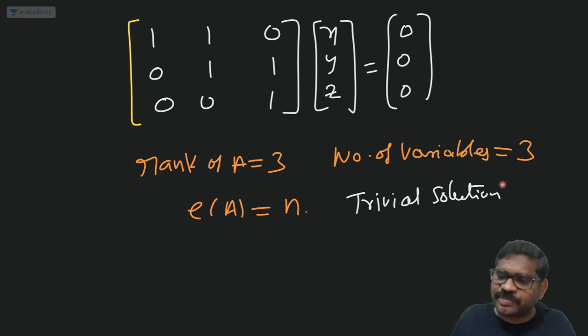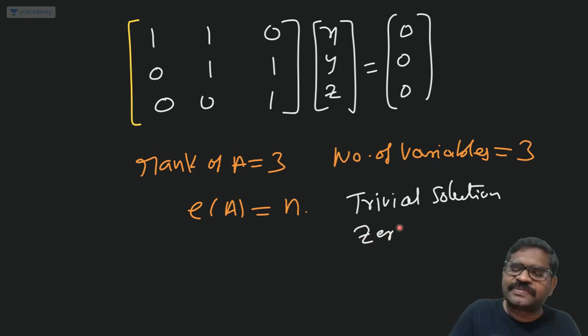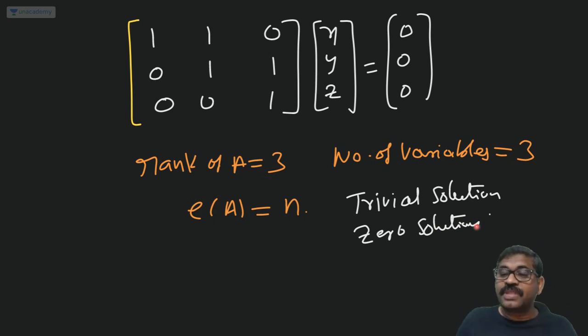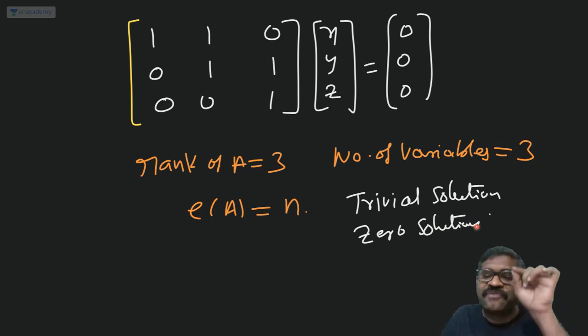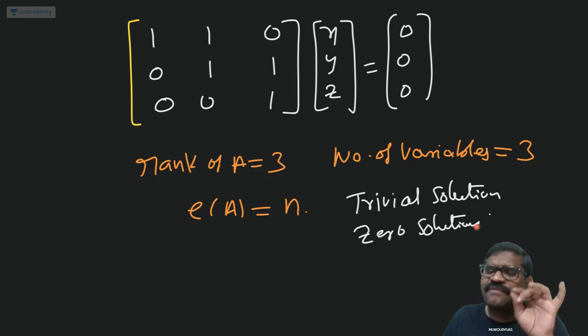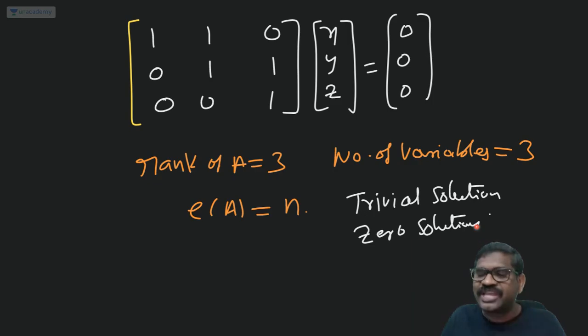Trivial solution means zero solution. Zero solution means every variable value is equal to 0, every unknown value is equal to 0. X value 0, Y value 0, Z value 0. Sir, how do we know that?